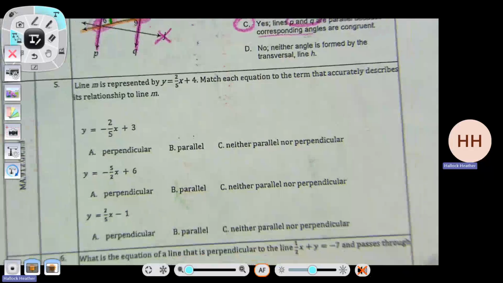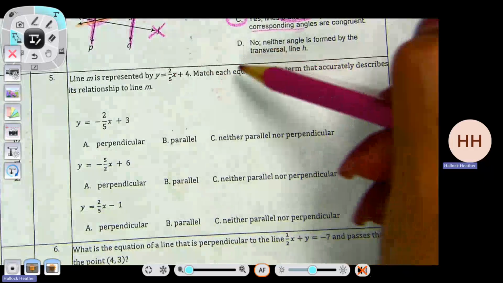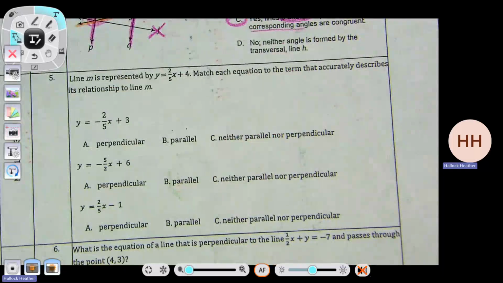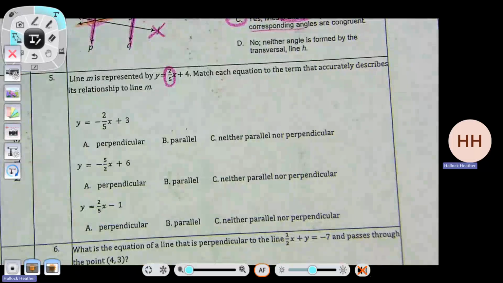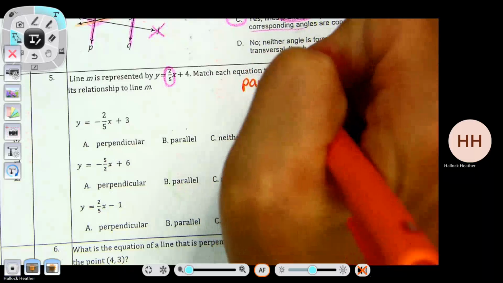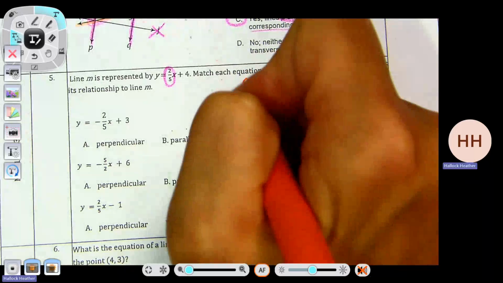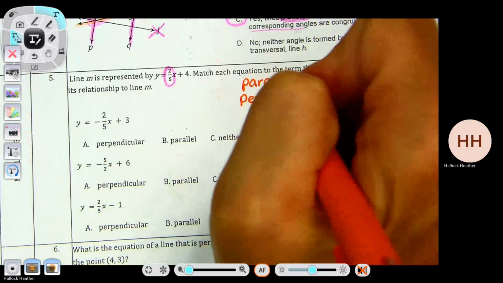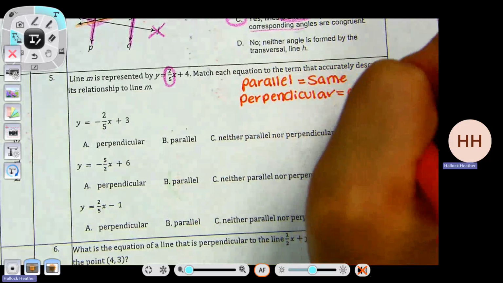5 says line M is represented by y equals 2/5 x plus 4. Match the equation to the term that accurately describes a relationship to line M. So you're comparing your slope. Parallel lines have the same slope. Perpendicular lines have opposite reciprocals. So parallel is equal to the same. Perpendicular is opposite reciprocal.